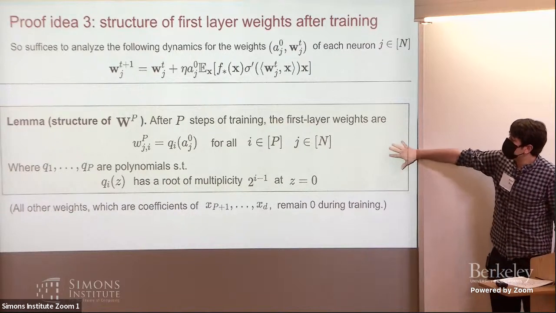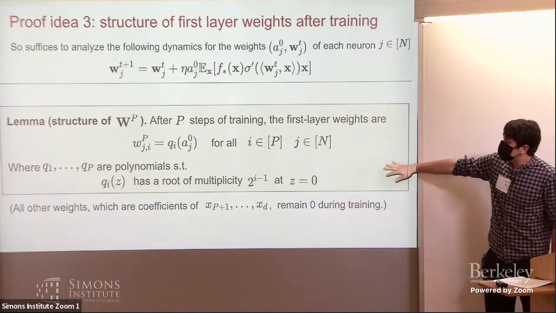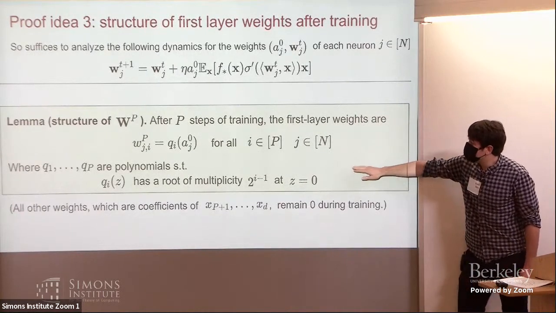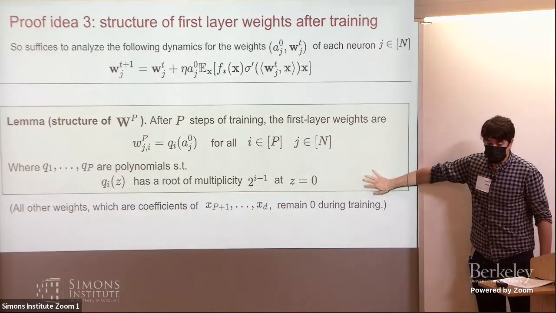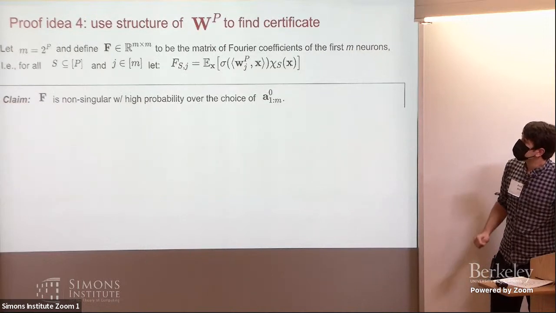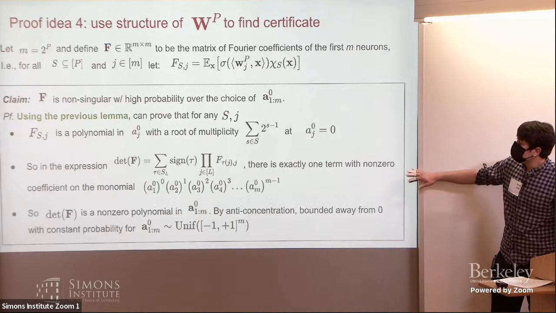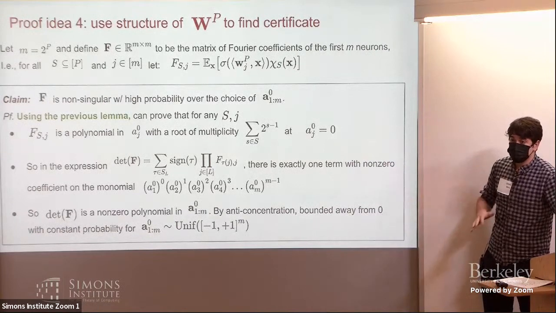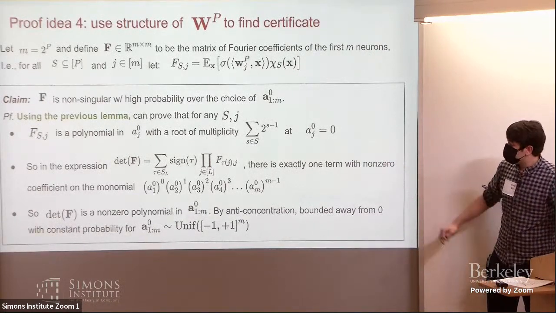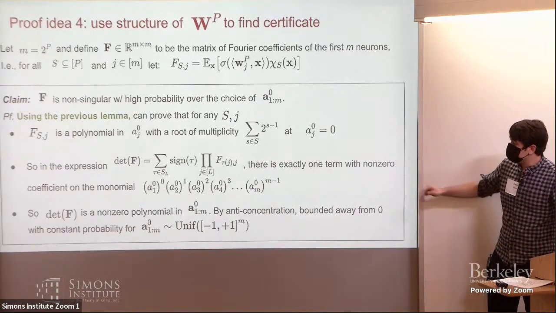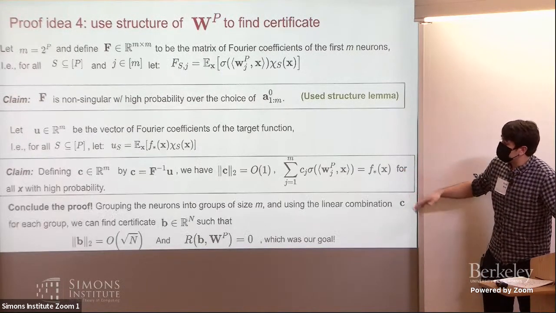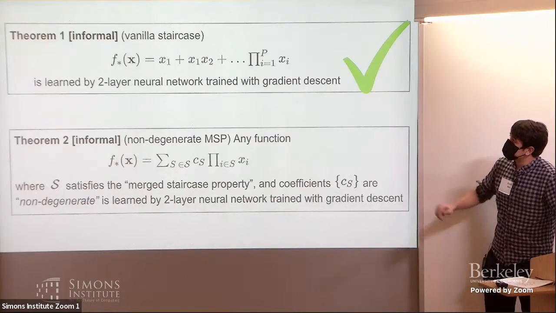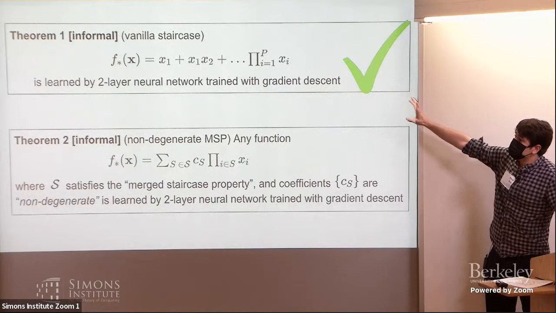In particular, after p steps of this training procedure, in general, you can prove that the weights you obtain are all given by polynomials in the second layer weights, which have this algebraic structure. This allows you to prove that the matrix of features that you construct in training is non-singular with high probability, because this matrix's determinant is a polynomial in the second layer weights. If you plug in the random weights of the second layer, you get a non-singular matrix, which can be inverted and give you the certificate that you needed. That's the proof sketch for learning this vanilla staircase.